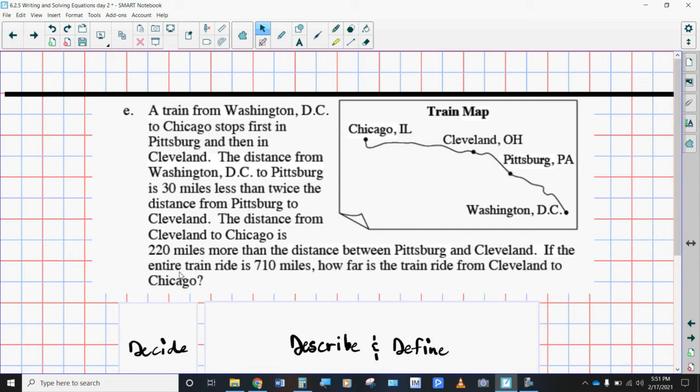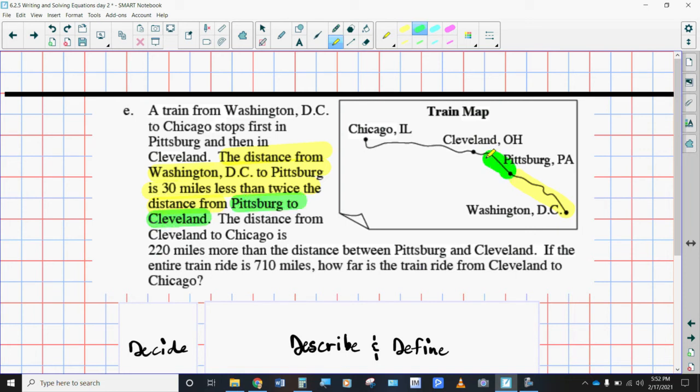So, okay, now I got to finish reading. If the entire train ride from Washington, D.C. to Chicago, Illinois is 710 miles, how far is the train ride from Cleveland to Chicago? All right, highlighter time. It says here the distance from Washington, D.C. to Pittsburgh, that is from here to here, is 30 miles less than twice the distance from Pittsburgh to Cleveland.